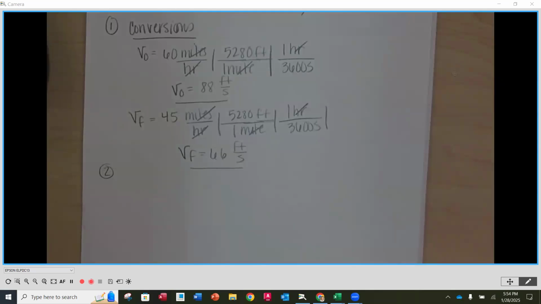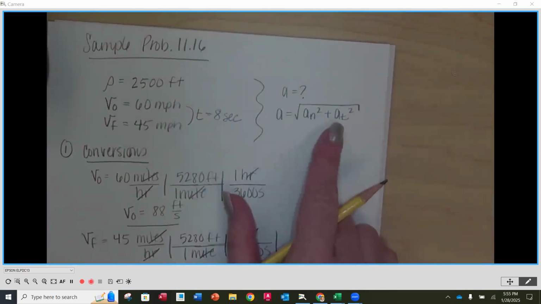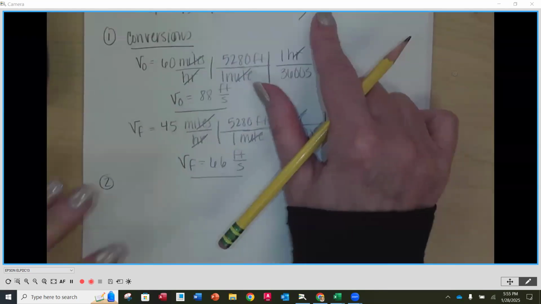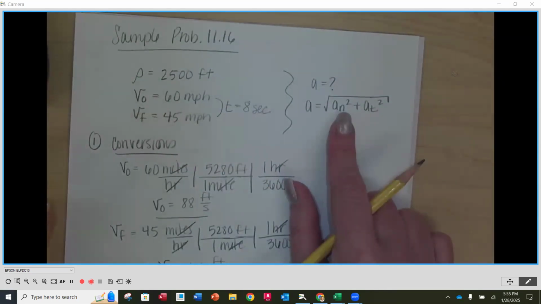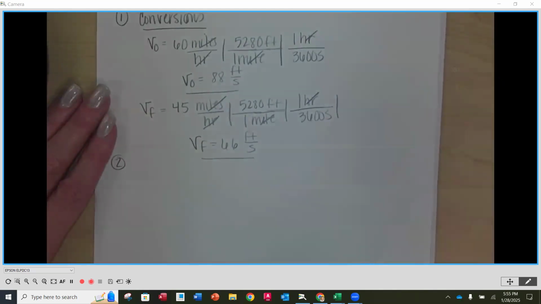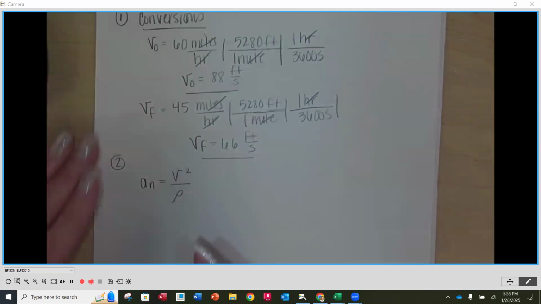Okay. So now what we want to do is calculate these two variables, normal and tangential, so that then we can put them in terms of their acceleration. So as we look here, I'm just going to start with the normal component of acceleration just because it was the first one that I put in there. So I can say that the normal component of acceleration is going to be equal to v squared over rho.